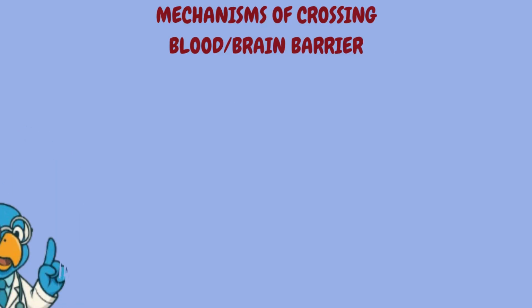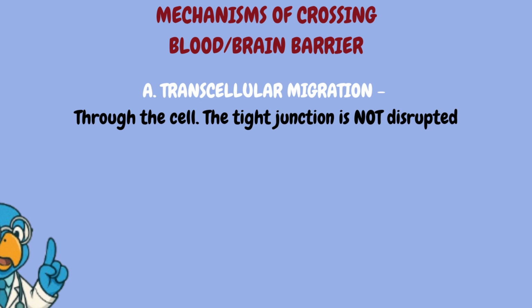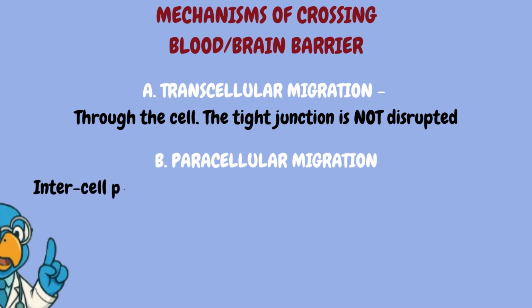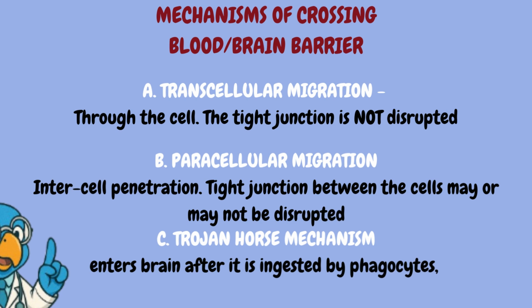The pathogens have to cross the blood-brain barrier, which is commonly done through the following mechanisms: A. Transcellular migration, where the microbes traverse the human brain microvascular endothelial cells without disrupting intracellular tight junctions. B. Paracellular migration, where there is interbarrier cell penetration with or without tight junction disruption. And C. Trojan horse mechanism, in which transmigration of microbes across the blood-brain barrier occurs after ingestion by phagocytes.